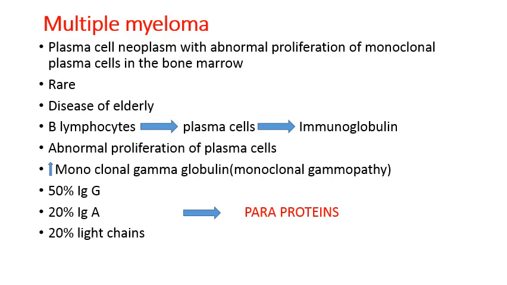So what is multiple myeloma? Multiple myeloma is a plasma cell neoplasm. It is a cancer of the plasma cells which causes abnormal proliferation of one type of plasma cell, causing one type of immunoglobulin in the bone marrow. It is a very rare disease and a disease of the elderly.